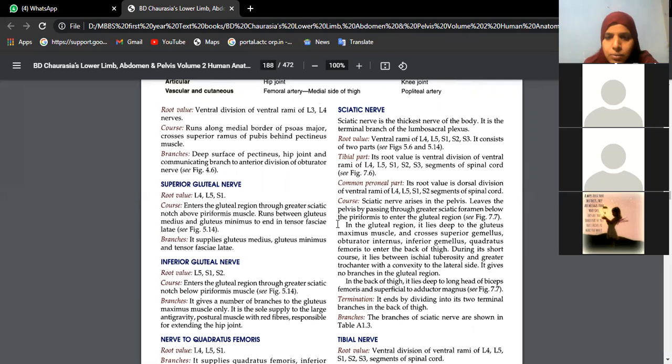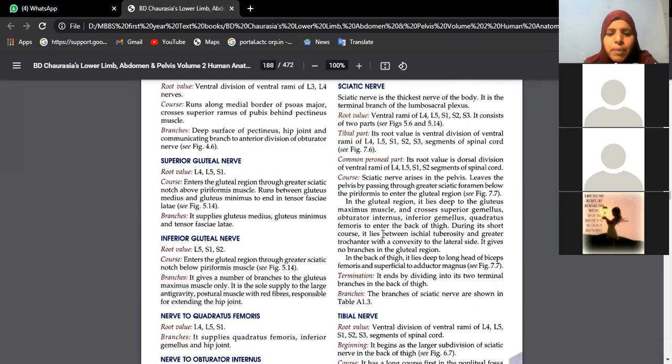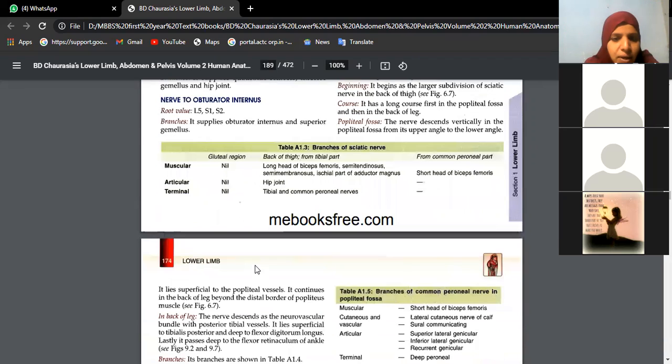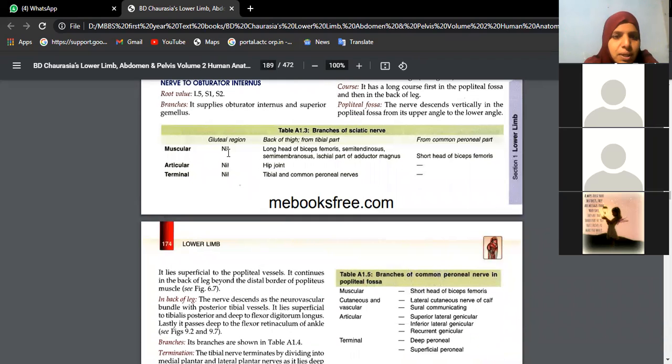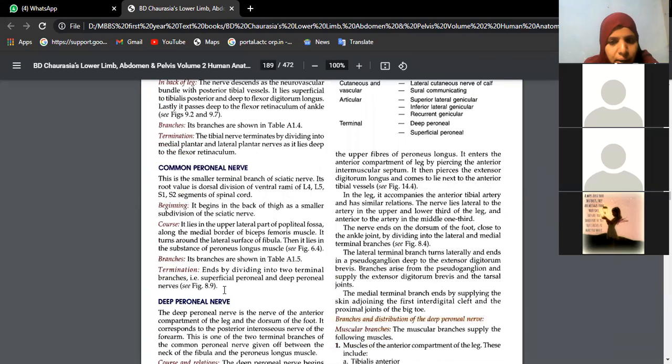So the course, everything I have explained to you, like it is entering into the gluteal region. In the gluteal region it has no branches. In the back of the thigh, we know it is supplying hamstring muscles and the hip joint. Finally, it terminates into tibial and common peroneal. From the common peroneal, it supplies the short head of biceps. All the rest of the hamstrings are supplied by the tibial component of the sciatic nerve. That's what I want you to remember.